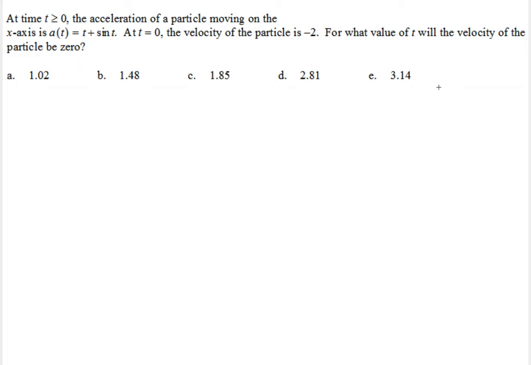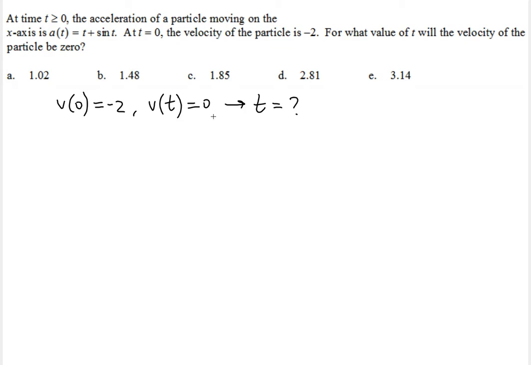So notice that what we're being asked is, given that the velocity at time 0 is -2, to find the value of t such that the velocity function is equal to 0. And that's precisely the last sentence here with the question. Since we're given the acceleration function, we should first find the velocity function because that's what we're going to be working with.